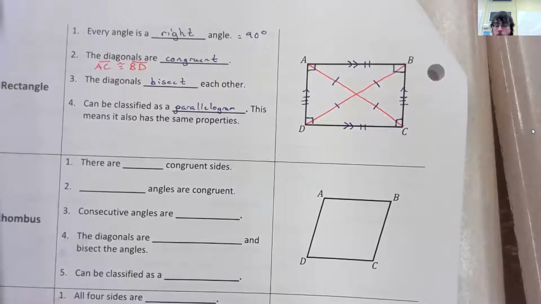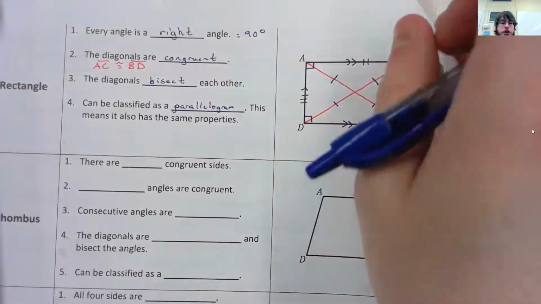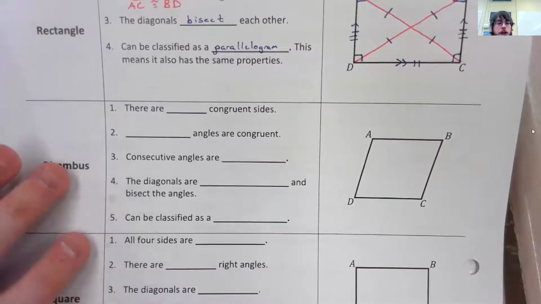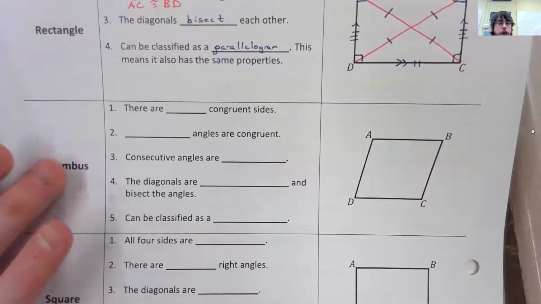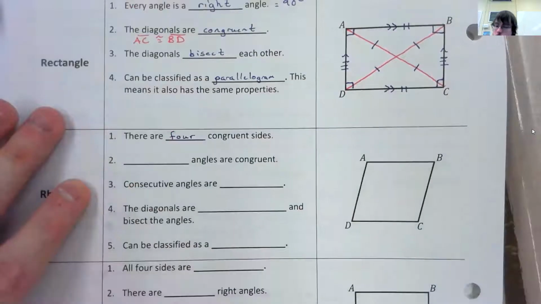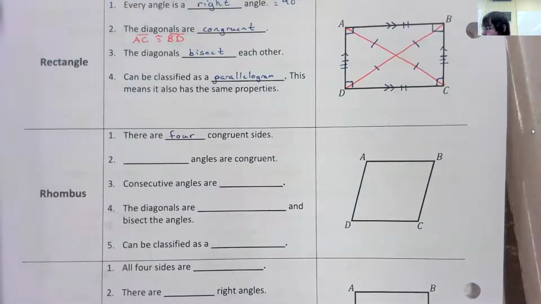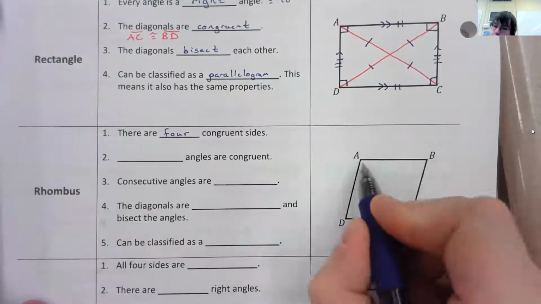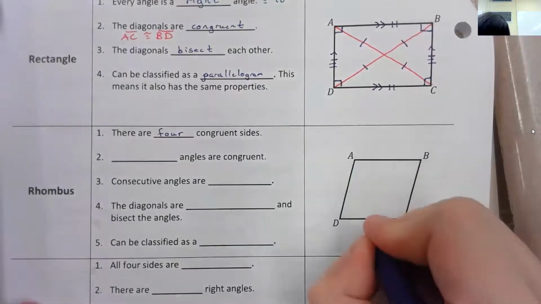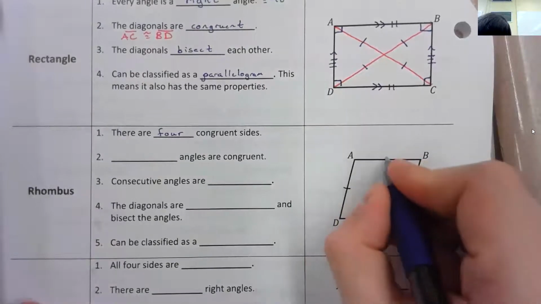All right, now we're moving on to a rhombus. And for a rhombus, the very first property a rhombus has is that there are 4 congruent sides. So here AB is congruent to BC, congruent to CD, and congruent to AD. So we put a marking on all of those.